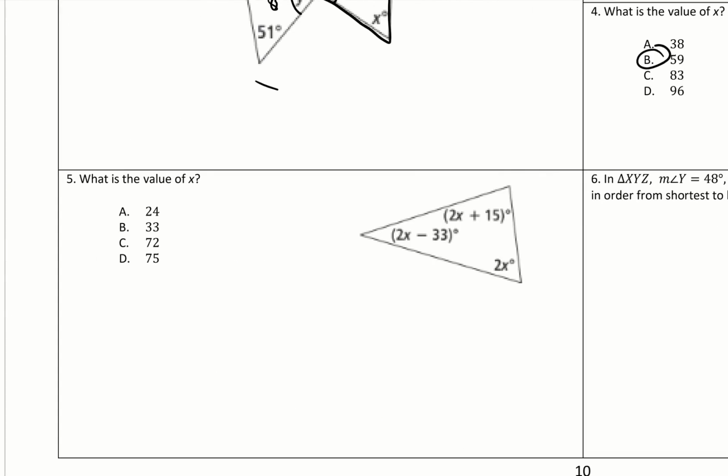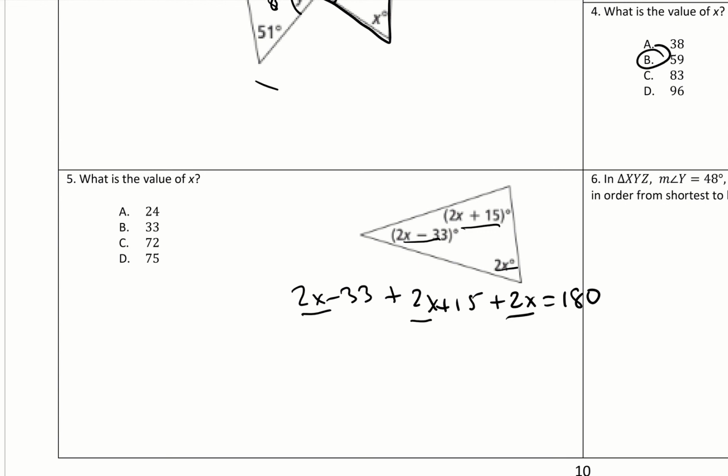Okay, so it says, what is the value of x? So we know that these angles have to add up to 180 for a triangle. So let's go ahead and do that. 2x minus 33 plus 2x plus 15 plus 2x has to add up to 180. And so let's go ahead and solve this.